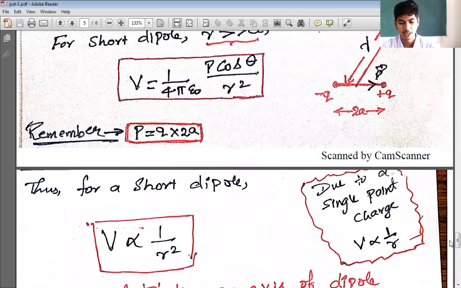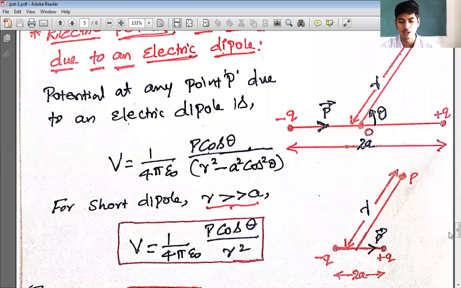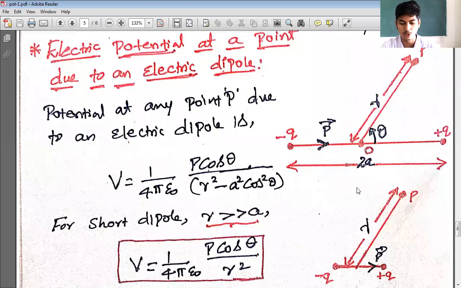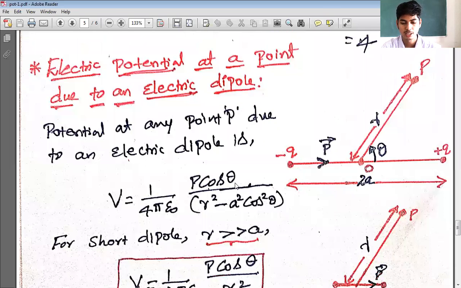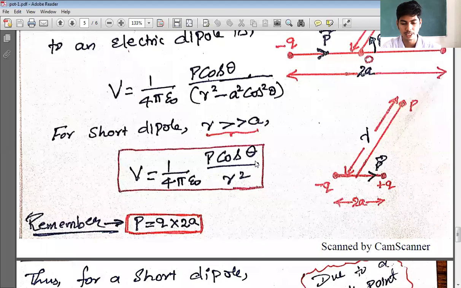Can you tell me what will be the electric potential at a point on the equatorial line of the dipole? Suppose point P goes on the equatorial line, what will be the value of theta? 90 degrees. What will be the value of potential at a point on the equatorial line of the dipole? Tell me the potential value.